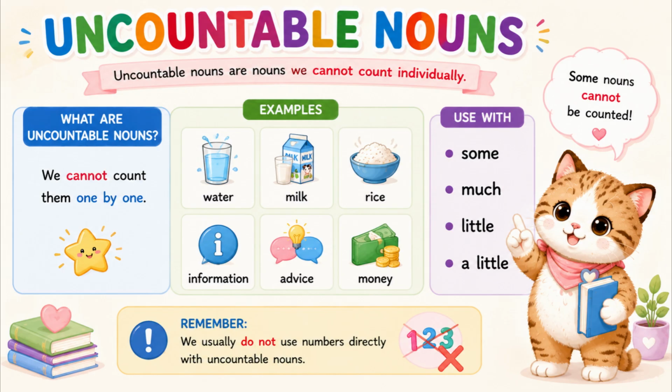We usually do not use numbers directly with uncountable nouns. For example, we do not normally say 2 waters, 3 advices, or 4 informations. Instead, we use words like some or much. Some nouns cannot be counted.